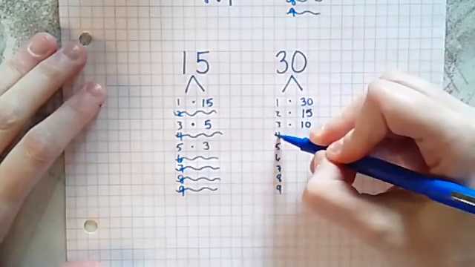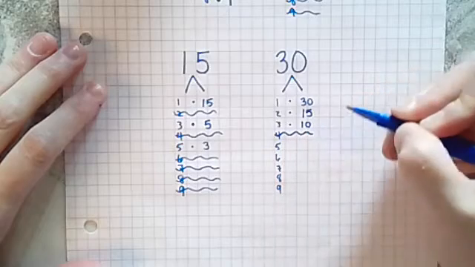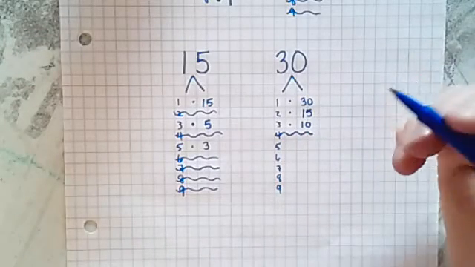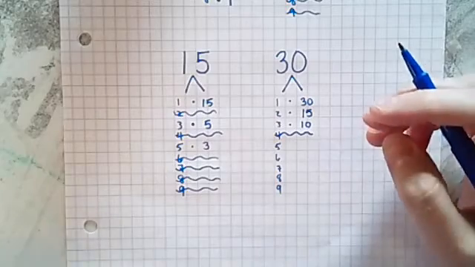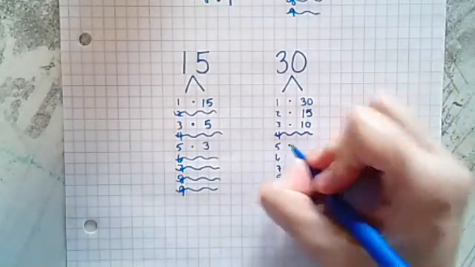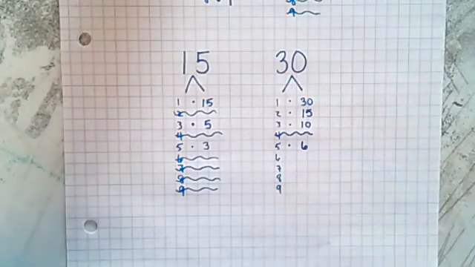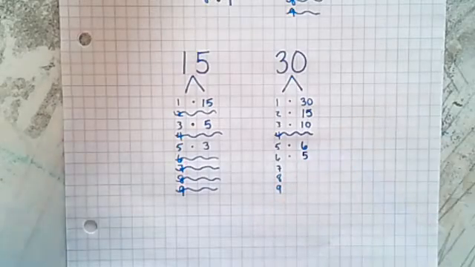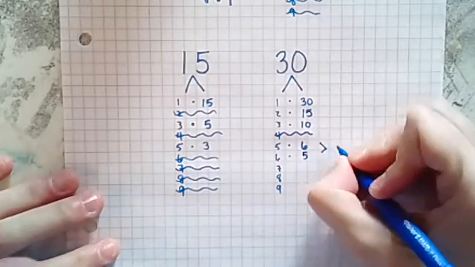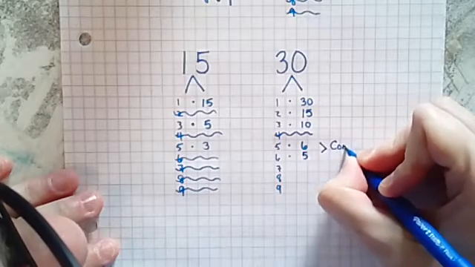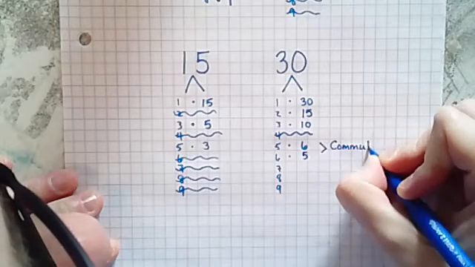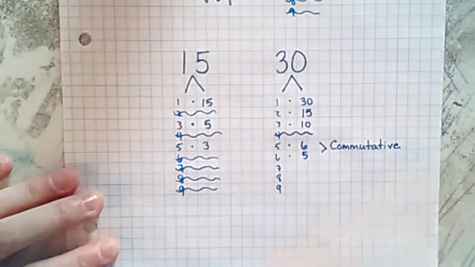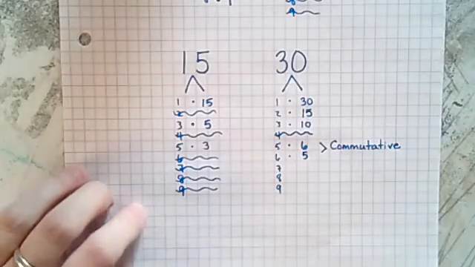No, I can't use 4 because I know 4 times 7 is 28 and there's not 7 more to go. What about 5? Yeah, 5 times 6. So then what about 6? 6 times 5. And what property is that? Commutative. The commutative property. All right.